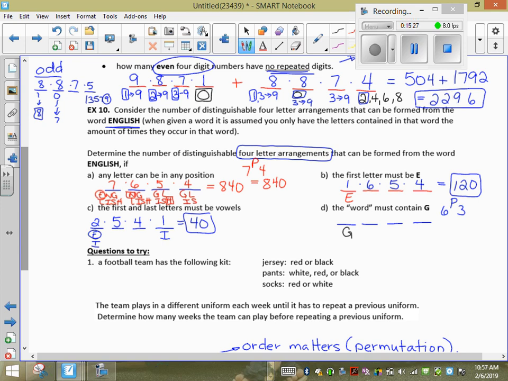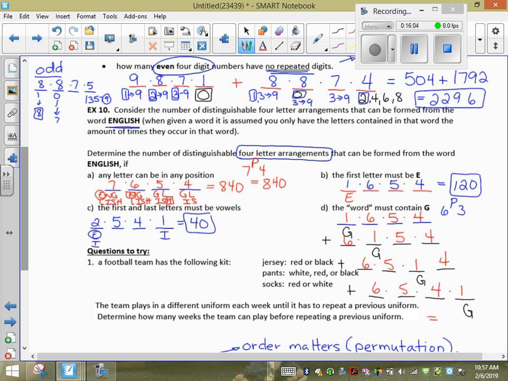So we have this, or cases means plus, a G in the second, or a G in the third, or a G in the fourth. So I have one option for here, then 6, 5, 4. One option for here, then 6, 5, 4. One option for here, 6, 5, 4. One option for here, 6, 5, 4.